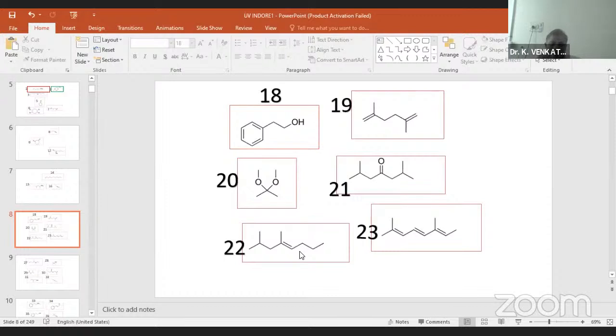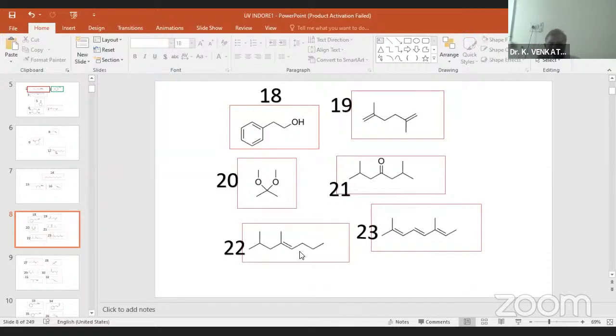Now you tell me, how many carbons are present in the aliphatic chain? 2 carbons. So phenyl is connected to which carbon? The second carbon. So what is the answer? 2-phenyl ethanol is the correct answer. Clear, madam? 2-phenyl ethanol is the correct answer.